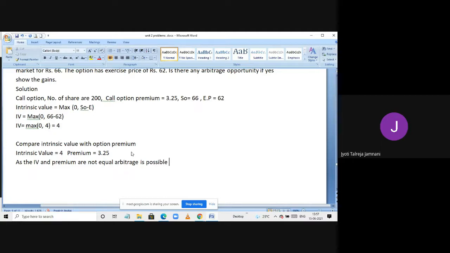Just all of you listen to me carefully for this point. The intrinsic value is 4 rupees means what? The option is gaining 4 rupees. So here the gain 66 minus 62 is 4. So if the option is gaining 4 rupees, that means its value in the market is 4 rupees. The profit or the value of the option is 4 rupees.